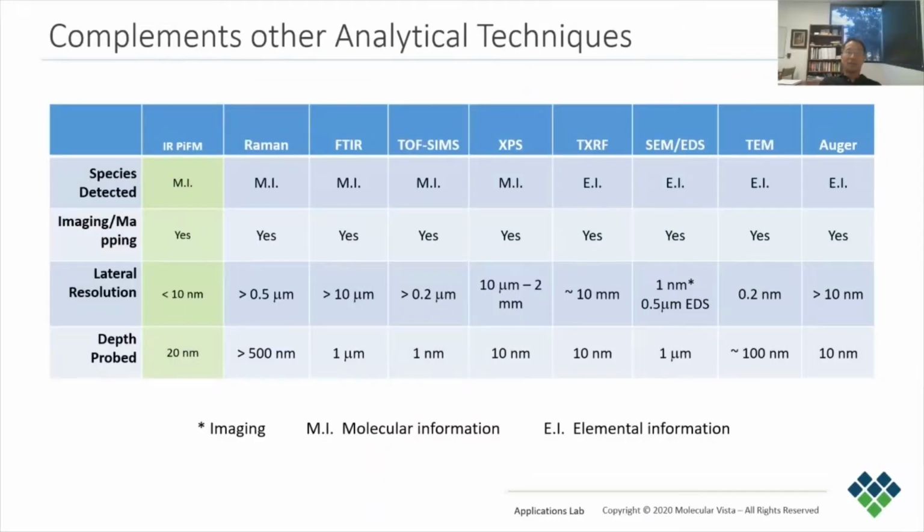This table summarizes the current landscape of common analytical techniques. While elemental information can be acquired with atomic resolution with electron microscopes, we can see the glaring gap in the current molecular analysis below the spatial resolution of about 200 nanometers. Given PiFM's spatial resolution of sub-10 nanometer and monolayer sensitivity, PiFM fills that gap very nicely.